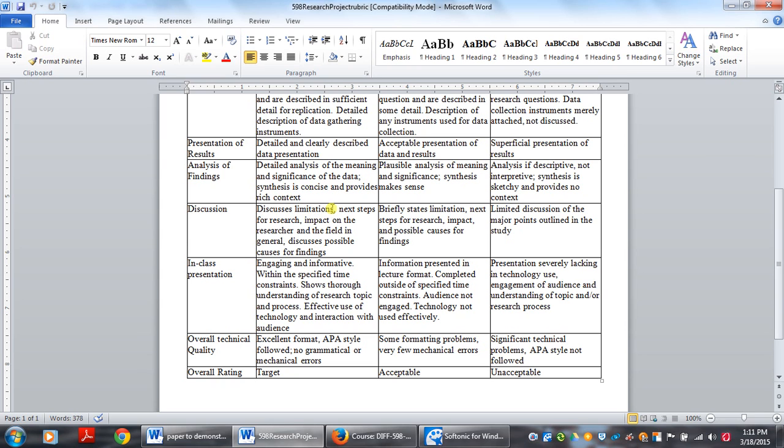You're going to discuss your limitations. What would next steps for research be? So what are some future things that probably need to be researched? What is the impact on you? And this is where you can talk about your personal experiences and the field in general. And then you're going to talk about some possible causes for what you found. This is where you may want to do a little bit of additional literature review.